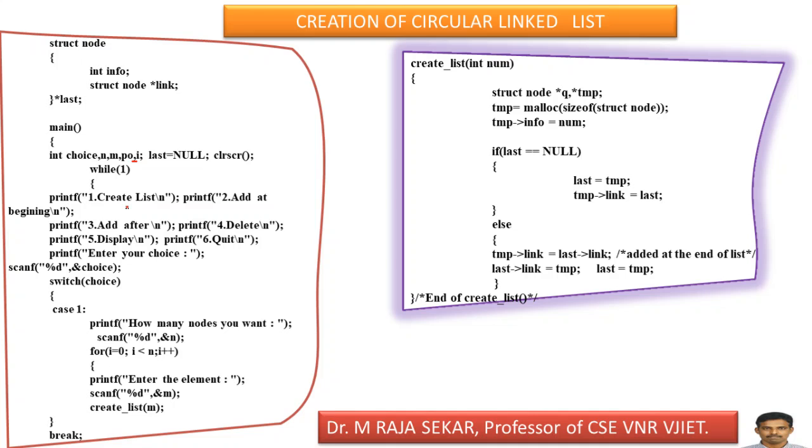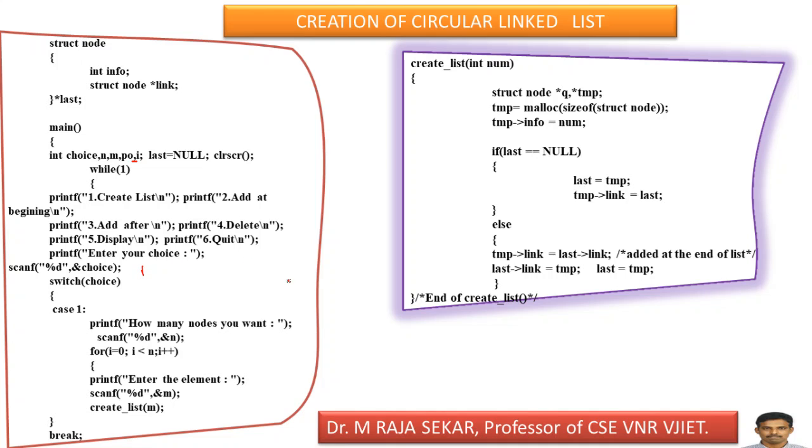Again, this is a menu driven program. 1. Create list, 2. Add at beginning, 3. Add after, 4. Delete, 5. Display, 6. Quit. Enter your choice. As usual, let me enter number 1. If I enter number 1, where will it get stored? It will get stored in the place of choice, isn't it?